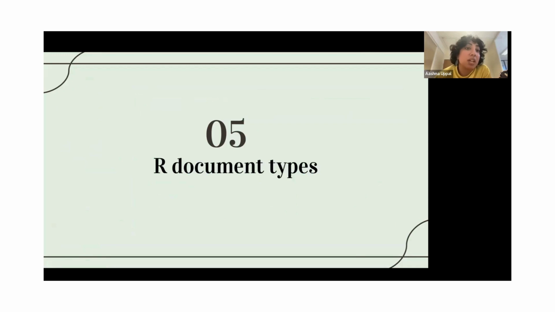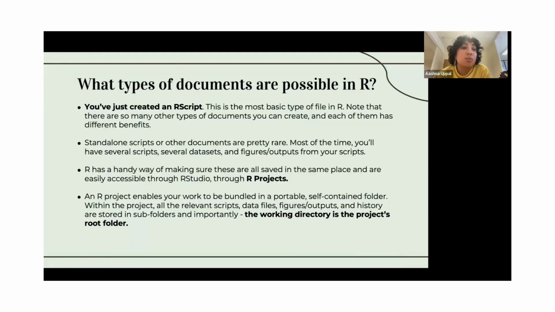These are the document types we're going to talk about. What we just looked at a few seconds ago was an R script; when I was opening up a new document, I clicked on new R script. R scripts are the most basic type of file in R. There are many other types of documents you can create, and there are different reasons why you'd create different ones. Standalone scripts and other documents are pretty rare.